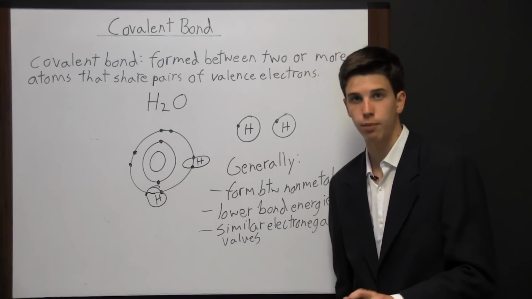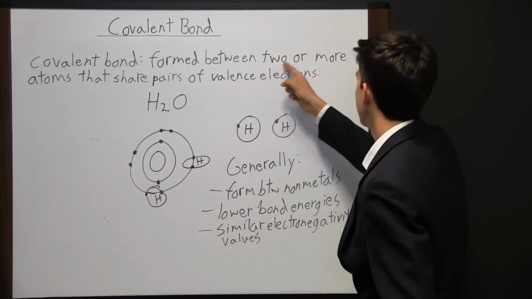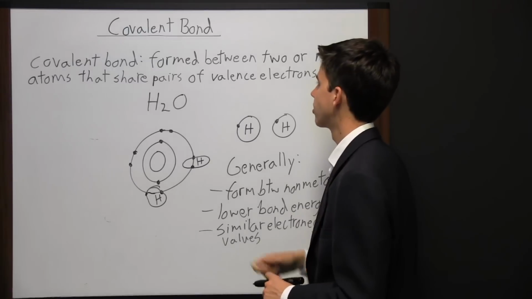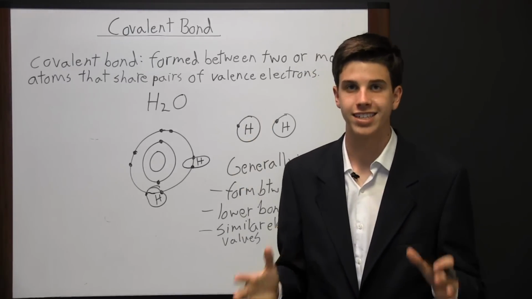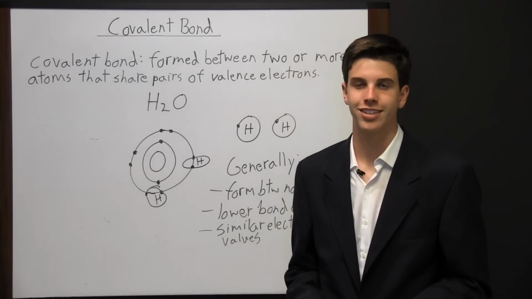If you just remember a couple of things from this session, remember that covalent bonds are formed between two or more atoms that share pairs of valence electrons. And a single covalent bond is just one pair of shared electrons.